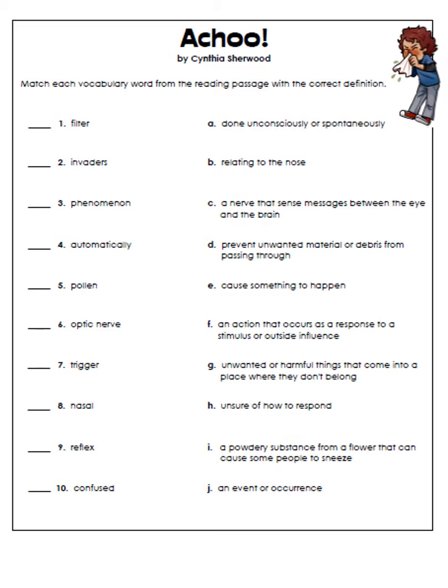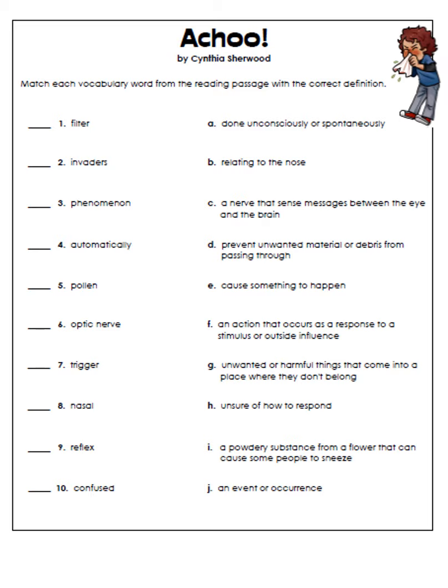Achoo! By Cynthia Sherwood. Here is another page of short questions. Match each vocabulary word from the reading passage with the right definition. Number 1, filter. Number 2, invaders. Number 3, phenomenon. Number 4, automatically. Number 5, pollen. Number 6, optic nerve. Number 7, trigger. Number 8, nasal. Number 9, reflex. And number 10, confused.